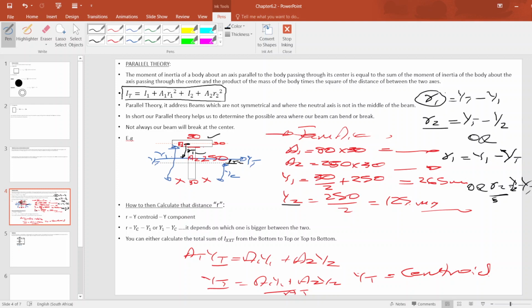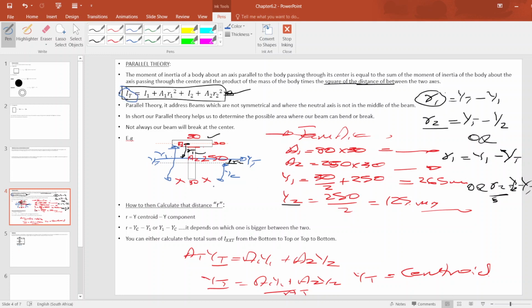We get the how part of calculating the distance R from this parallel theory thing. When you read through the definition of the parallel theory, you can tell that the distance between, you need to square it. The definition gives us this formula here. But in explaining it, it is the possible area where our beam can bend.